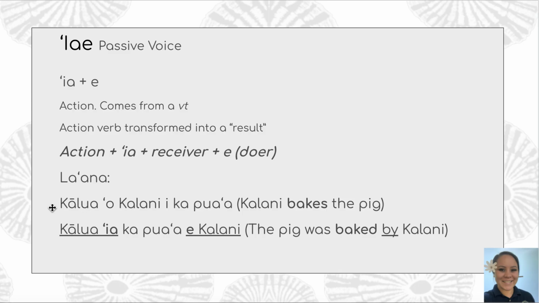For example, kalua o Kalani i ka pua'a. Kalani bakes the pig. We know that kalua is our action word here. Transforming that into passive, we will use ia to make it passive. Kalua ia ka pua'a e Kalani. Kalua ia makes it baked, as opposed to bakes. E Kalani, by Kalani. So the pig was baked by Kalani as opposed to Kalani bakes the pig. Kalua ia ka pua'a e Kalani.